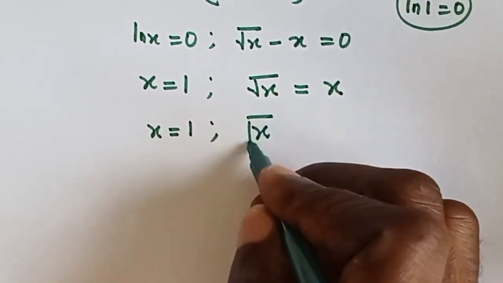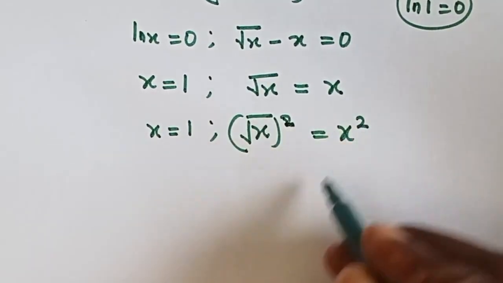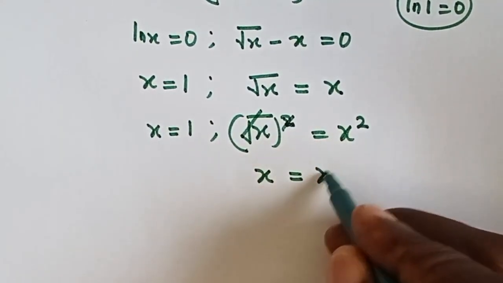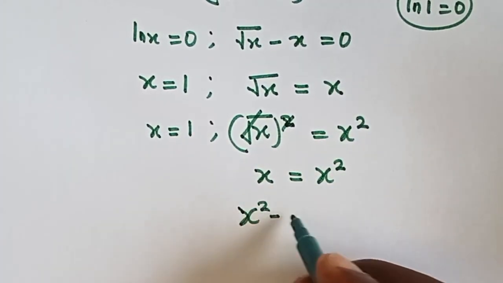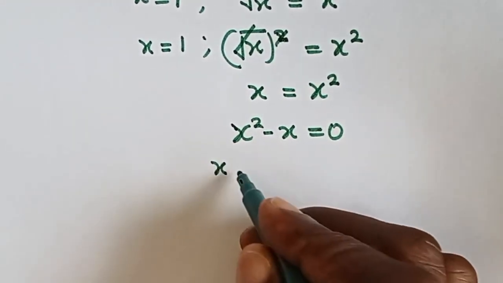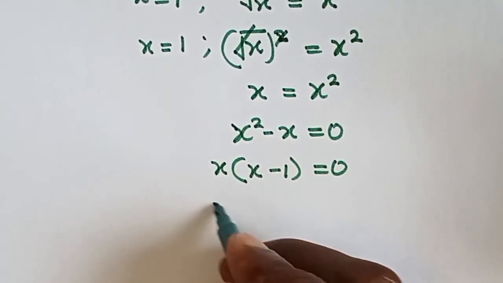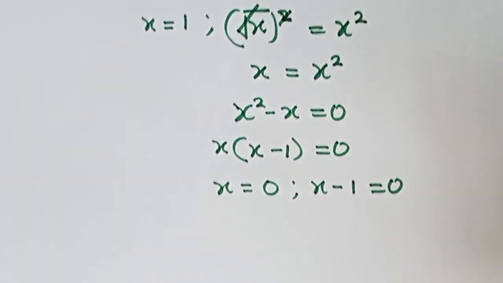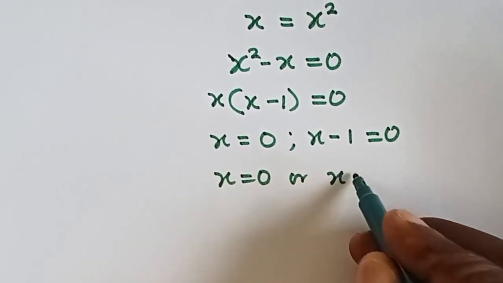So we have root of x squared equals x squared. So the square cancels the square root. So we have x equals x squared. And then we take this to that side. So it becomes x squared minus x equals 0. Okay, and you factor out x. You have x minus 1 equals 0. That means we have x equals 0, and we also have x minus 1 equals 0. x minus 1 equals 0 gives us 1. So we have x equals 0 or x equals 1.